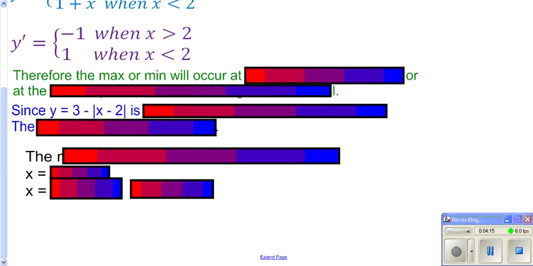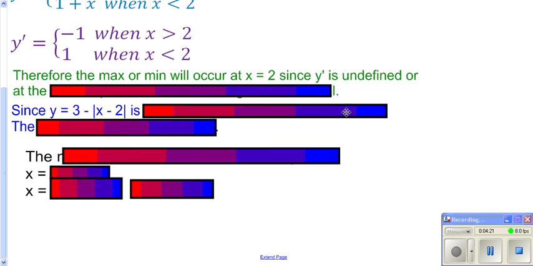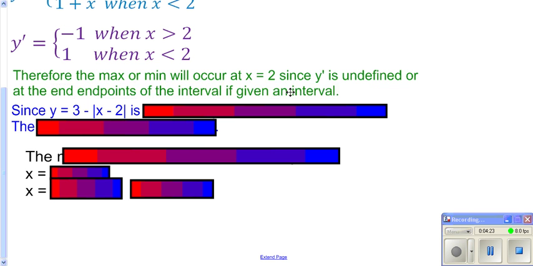So then we'll go ahead and take a look at our critical points. So our critical points where our derivative is undefined, which is 2, and then we'll have to look at our endpoints. And so we'll go ahead and evaluate our function when x is 2.